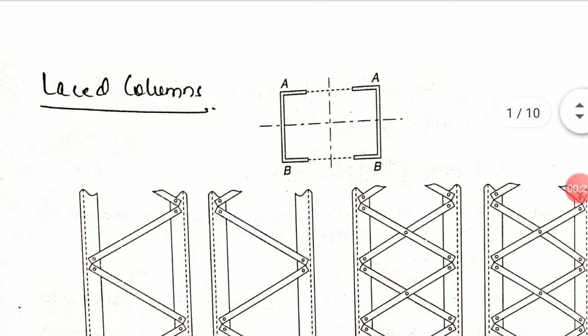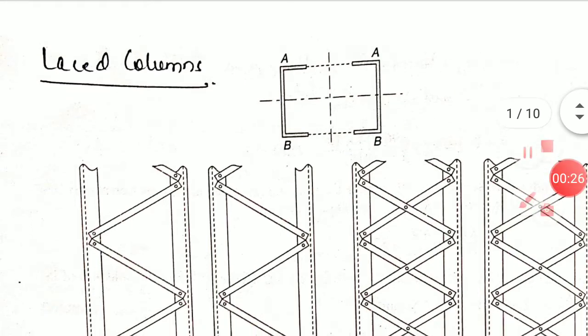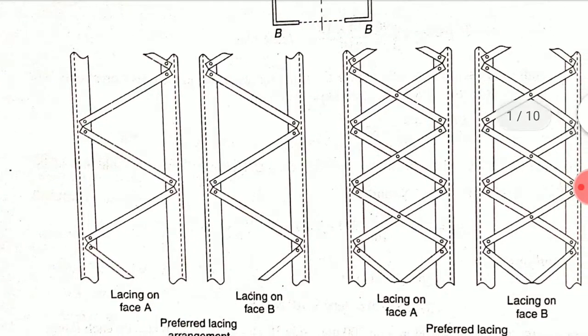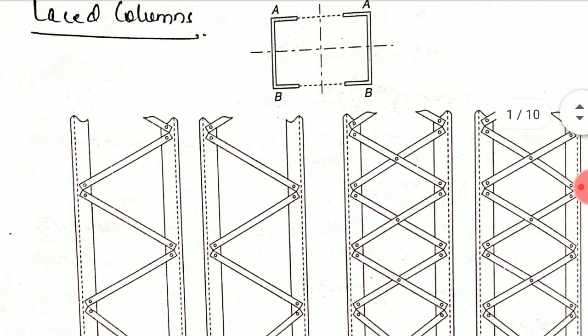So lacings, when we provide them, are to achieve the maximum radius of gyration without revising the section. Suppose I need to revise the section, or if higher sections are required, in those cases, to make a structure economical, we will be providing the lacing without altering the section. So this is the lacing system provided. You can check in IS 800.